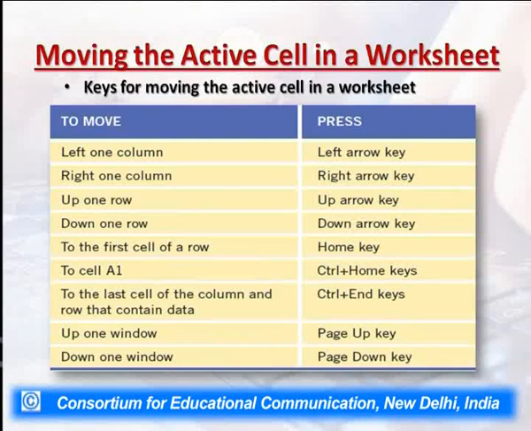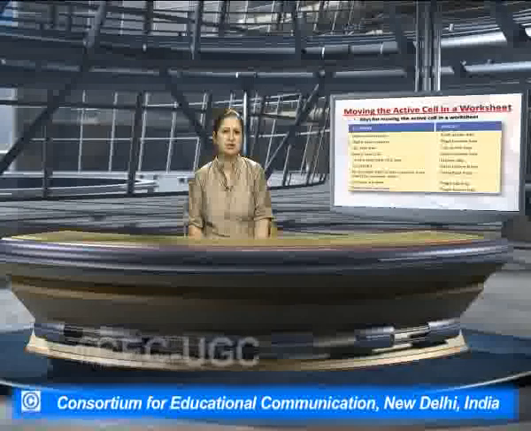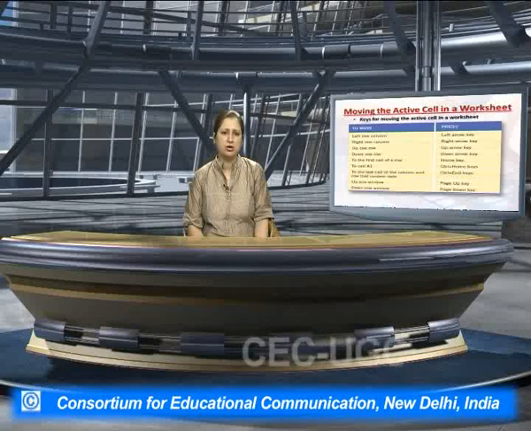If you want to go to the first cell of the worksheet, that is A1, then you go to the control plus home key. That will take you to the first cell of the worksheet. If you want to go to the last cell of the column and row, then you will use the control and end key, and you will move up one window by page up key and down one window by page down key. So, this way it will help you scroll up and down, left and right.